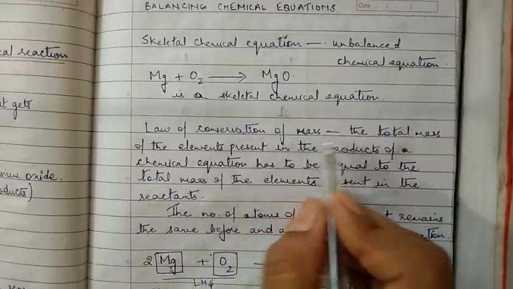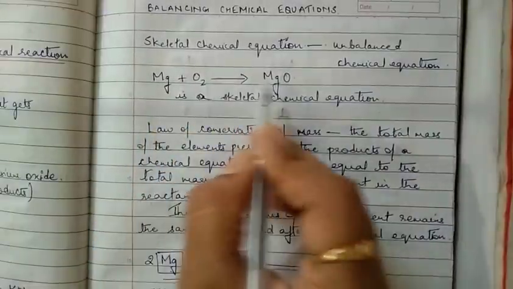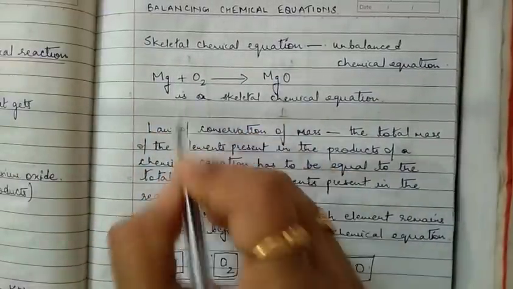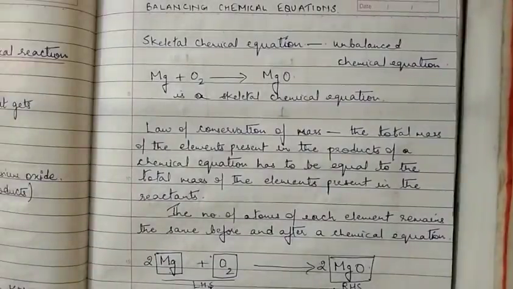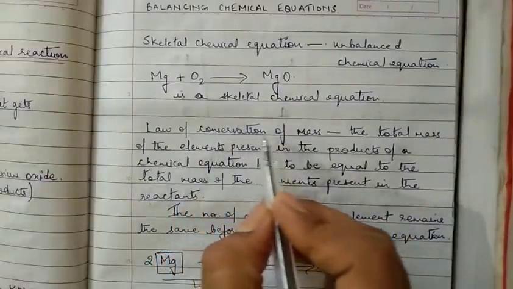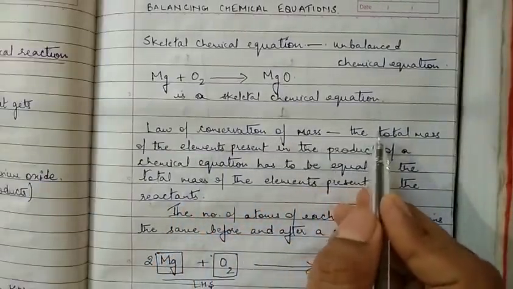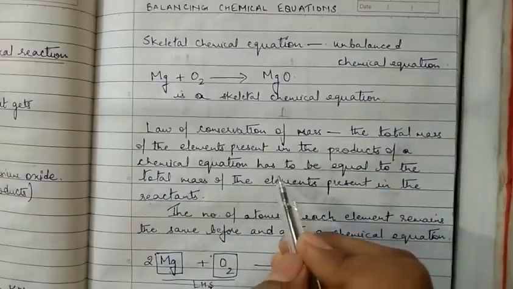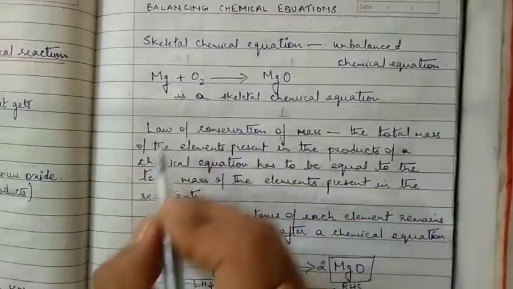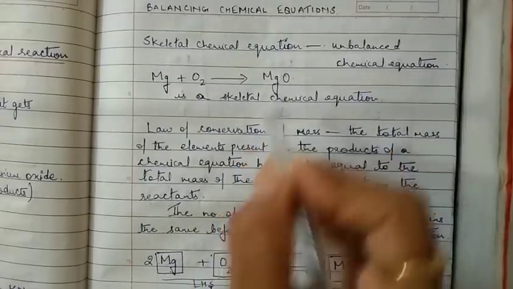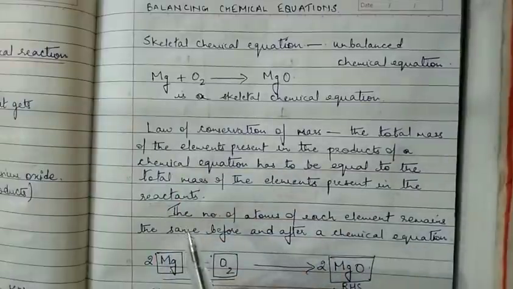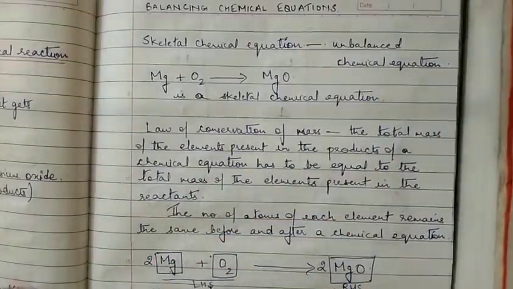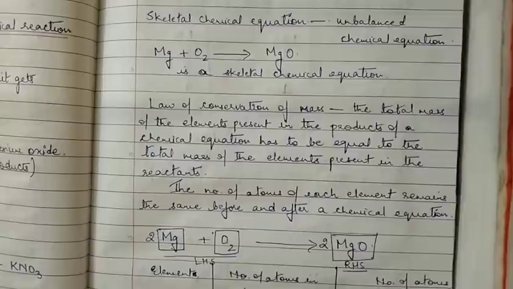But here we can see that the number of atoms on the left and right hand side of this equation is not equal. So this means that this particular equation is not following the law of conservation of mass. So that's why we have to make that equation follow the law of conservation of mass, which means that the total mass of the elements present on the product side has to be equal to the total mass of elements present on the reactant side. So that's why we will be balancing that chemical equation.